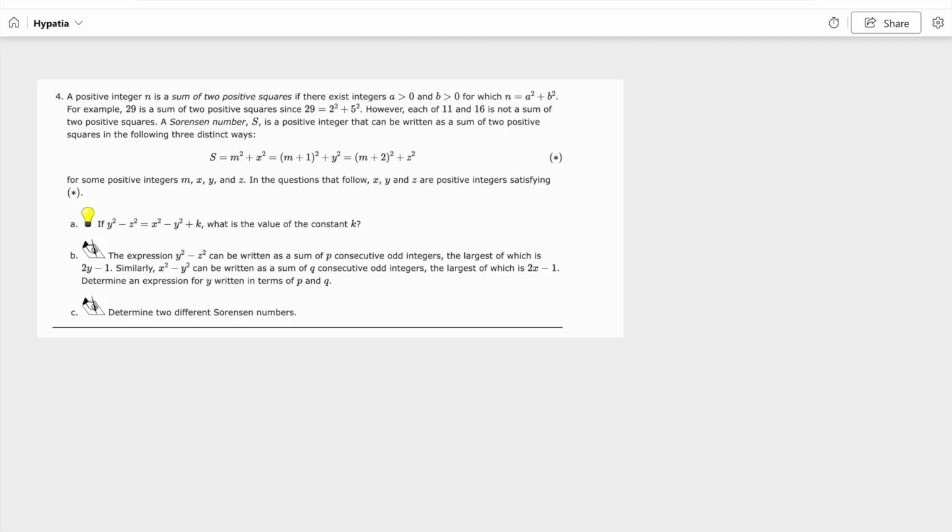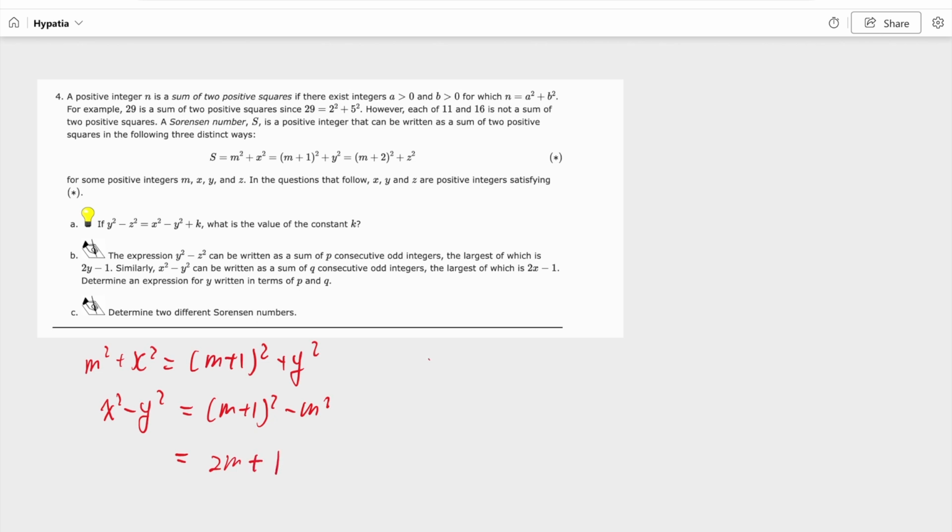The first question is looking for the k value. With this expression including the x and the y first, we move the x and the y to one side and the rest to the other. And then, by doing some algebraic manipulation, we obtain our answer is 2m plus 1.